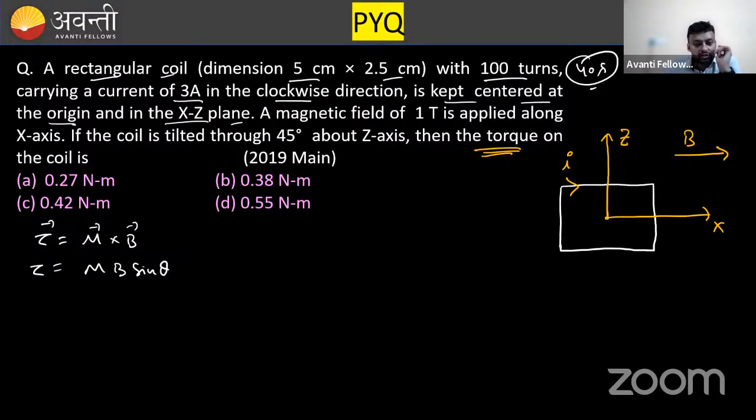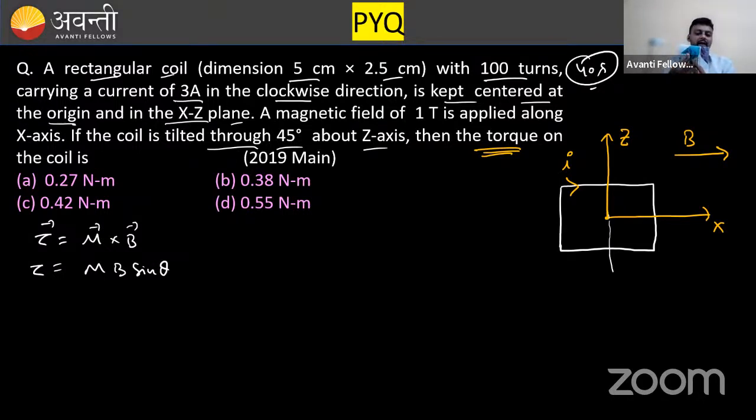Now the coil is tilted through 45 degrees about the z-axis. That means this is the z-axis. Now, if this is the coil, let's suppose this is the rectangular coil as shown in the diagram, and this is the z-axis according to our diagram. If I tilt it by 45 degrees about the z-axis, it will be something like that.